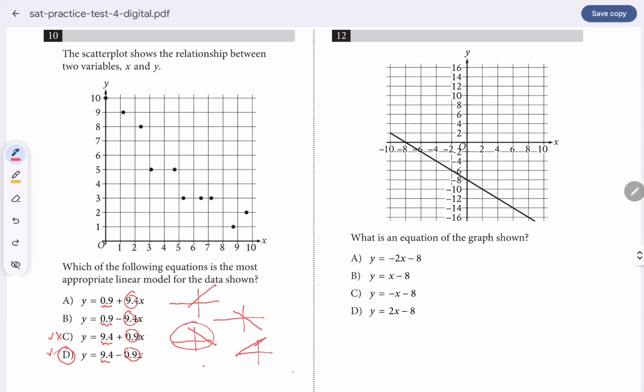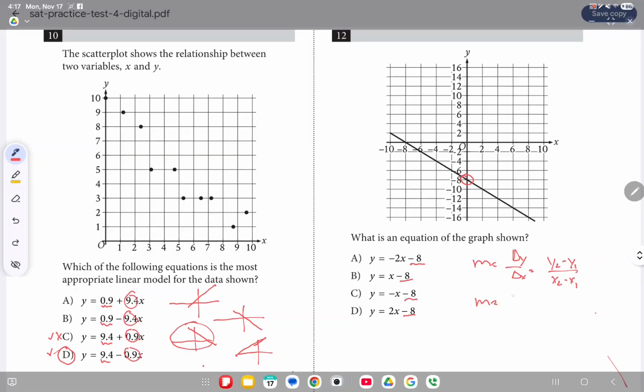Question 12 says, what is an equation of the graph shown? Okay, if we notice, the y-intercept here is, at this point here, 0, negative 8. So we want to make sure that all of our answers must have a minus 8 there. And so now we have to figure out the slope. The slope, again, is the change in y over the change in x, or y sub 2 minus y sub 1 over x sub 2 minus x sub 1.